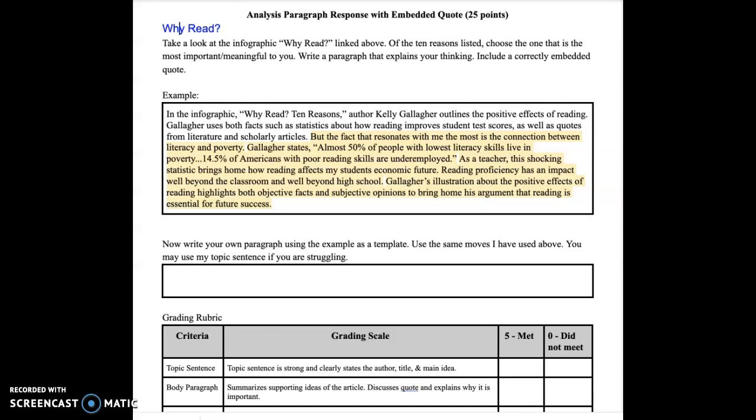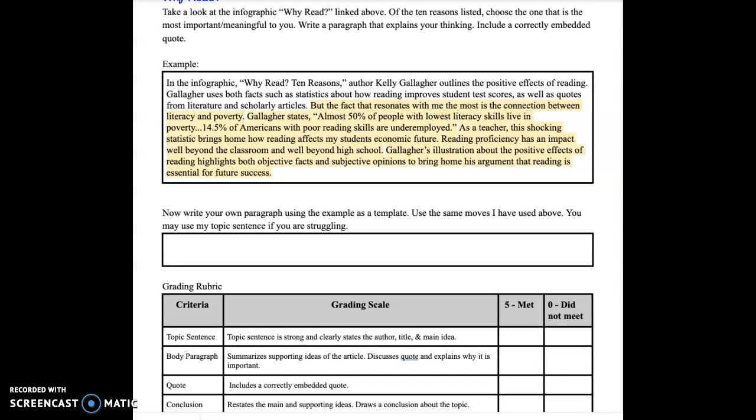And I've asked you to analyze or to look deeply at one of the 10 reasons. I want you to choose the one that's the most important or meaningful to you, and then write a paragraph that explains your thinking and include a correctly embedded quote. So as you can see, anytime you're given a prompt, at some point in your writing, you're going to need to write an analysis paragraph to analyze and answer the question in the prompt. So I'm going to go over my example here.